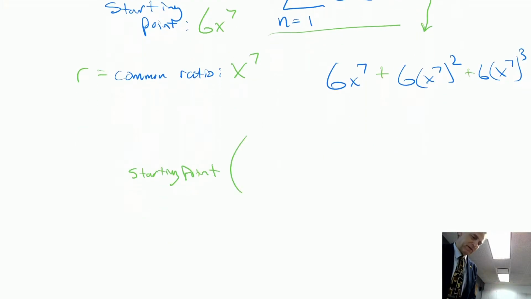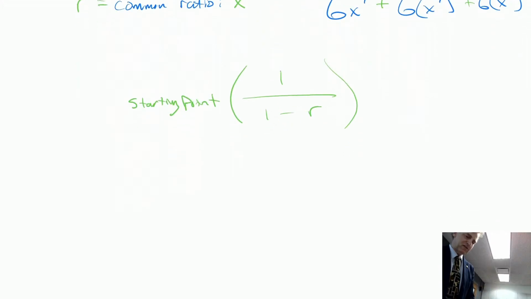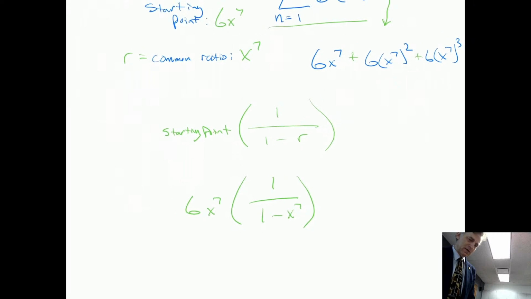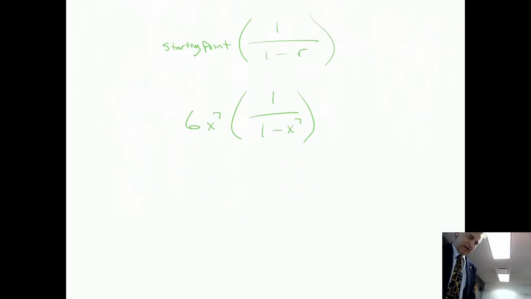So you take the starting point, multiply it by 1 over 1 minus the common ratio, and you'll get the overall sum for an infinite series that's geometric. So let's do that here. 6x to the 7th times 1 over 1 minus this common ratio. So all I've done is I've taken that up there, and you can just substitute whatever numbers you had. So you get a similar thing. And that gives me 6x to the 7th over 1 minus x to the 7th.